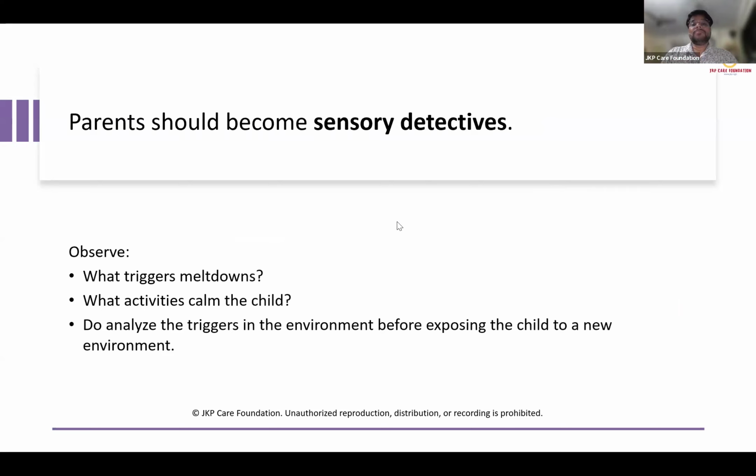Parents should become sensory detectives. That is the last message for you all: you should become sensory detectives. You are detectives from today, so start observing your child. What is triggering my child? Why are meltdowns coming? What happened before that? Before that, what was the environment? Who were the people involved?